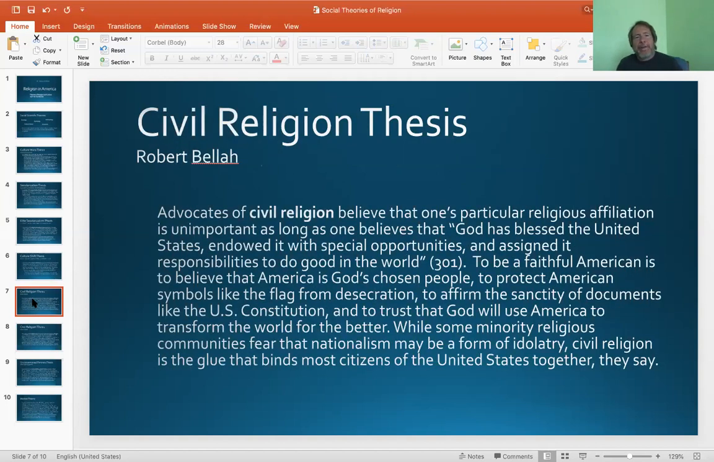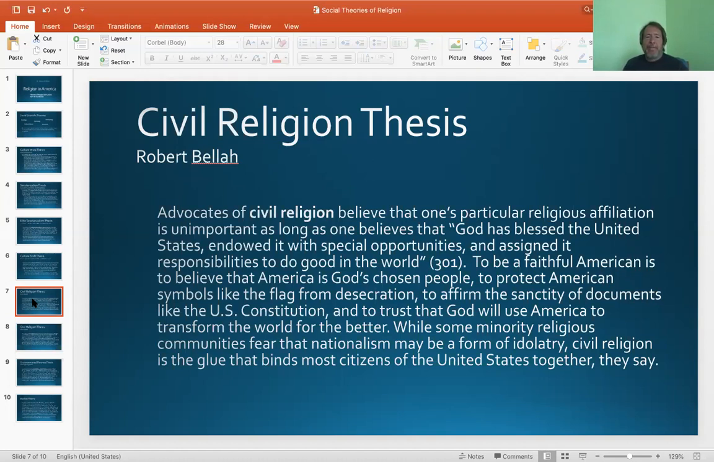The next social theory, the civil religion thesis of Robert Bellah and others, suggests that civil religion is in some sense the glue that binds Americans together. Regardless of your religious affiliation, even if you have no religion at all, as long as you somehow see the United States as blessed, you have a certain form of nationalism and see the United States as bringing about good in the world, that being a faithful American is believing that America is God's chosen people. Again, you see echoes of Manifest Destiny and the Great Awakening.